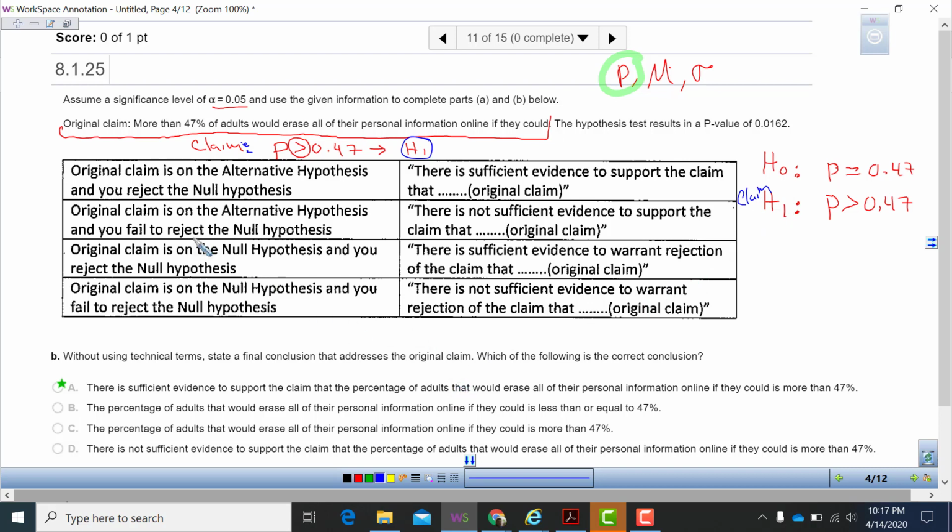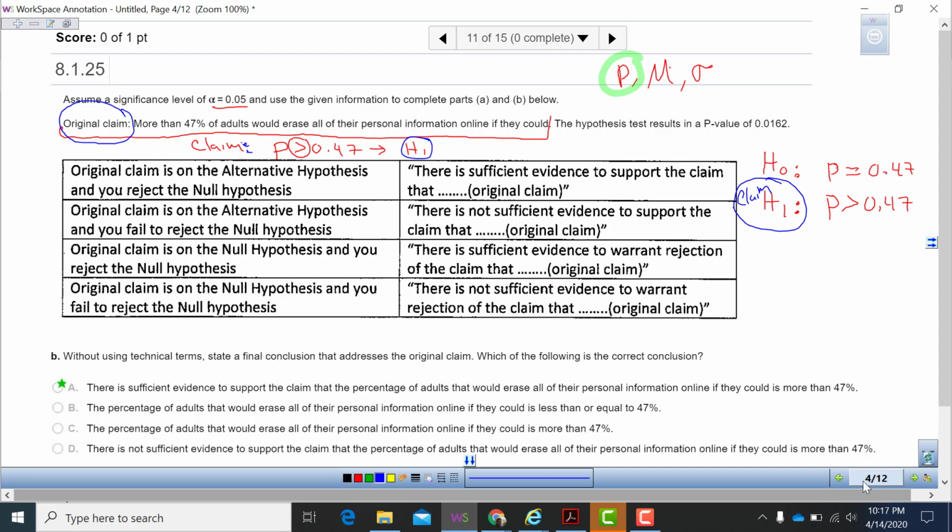Pretty simple. We have four situations. It says original claim is on alternative hypothesis. Yes, this is the case. The claim is on alternative hypothesis. Sometimes the claim is on the alternative hypothesis, sometimes the claim is on the null hypothesis. For this particular case, it says right here, look, the claim is on the alternative hypothesis because it contains inequality. And you reject the null hypothesis.